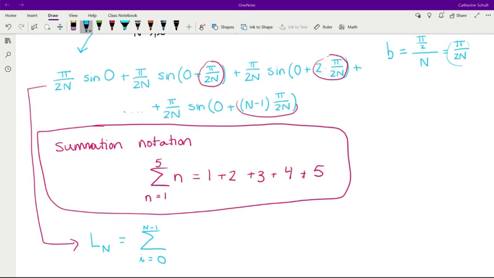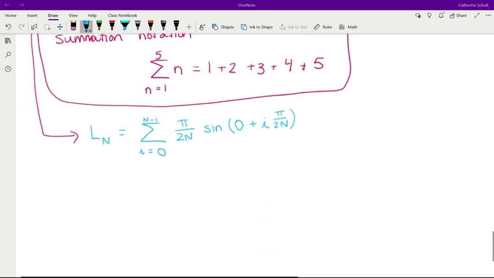And what we're doing is we're adding this same thing over and over again. The base of the rectangle times the sine. Our starting point is 0, and then we're adding copies of pi over 2n. We're adding copies of the base. Okay, and it's going to go all the way from 0 to n minus 1. And you don't have to write the 0 there, because when we add 0, it doesn't change anything.